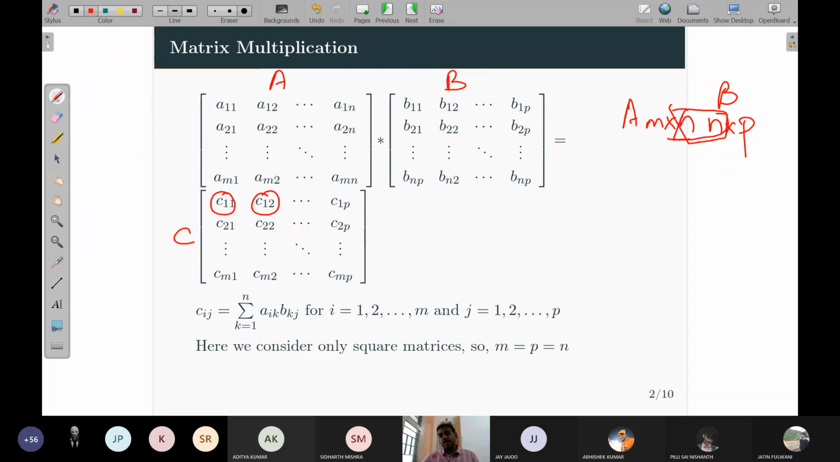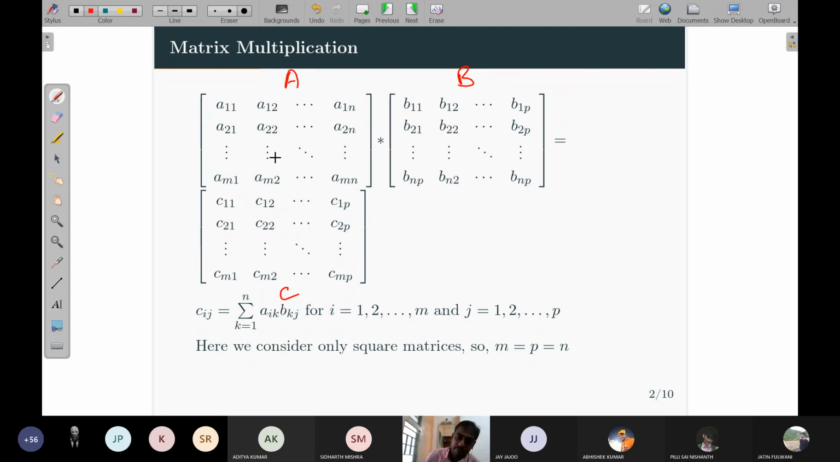And what is the dimension of the resultant matrix? M cross p. If this is m cross n and this is n cross p, then the n will be removed and the resultant matrix will be an m cross p matrix. That is how matrix multiplication works. If that order is not preserved, you cannot multiply those two matrices. These things you know from +2 classes or maybe before that.